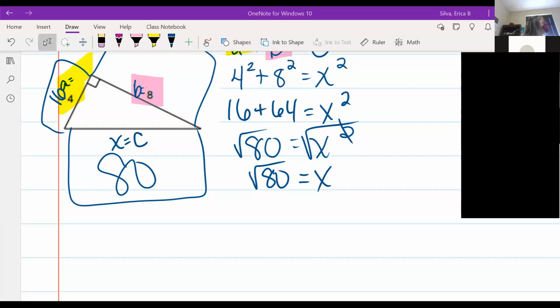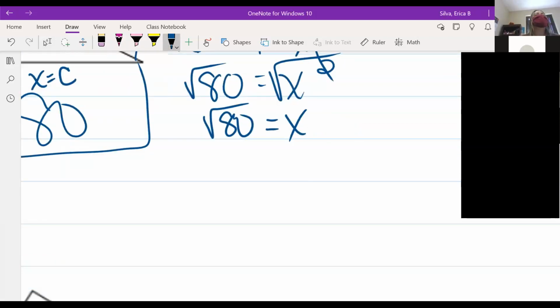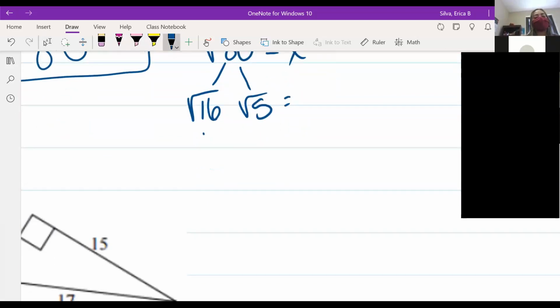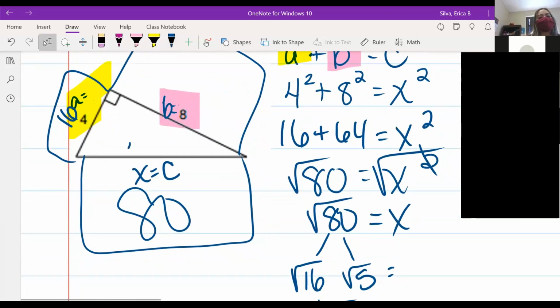So now we need to determine, can we simplify it? What's the largest perfect square that 80 is divisible by? 16. And it's 16 times what? Times 5. And what is the square root of 16? 4. And then we multiply it times the square root of 5. So the length of the hypotenuse is 4 square root of 5. So basically it's 4 whole squares and then square root of 5. So that's where your decimal comes in. Any questions? All right, let's try another one.